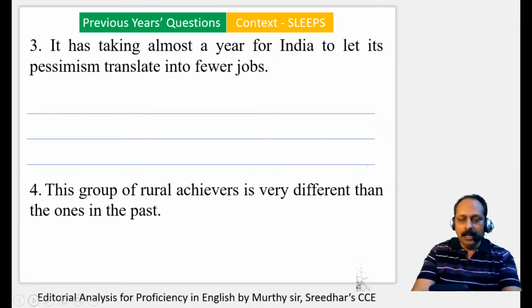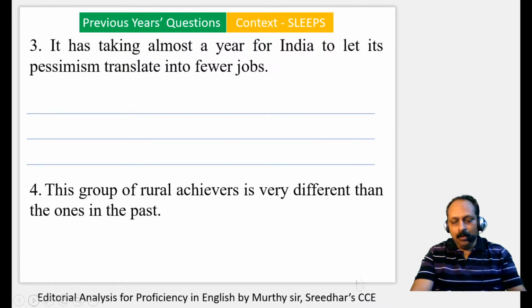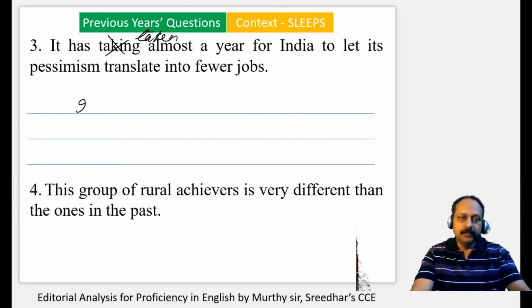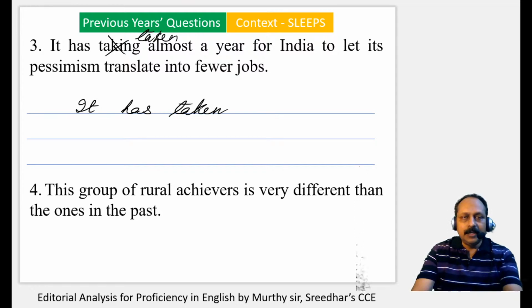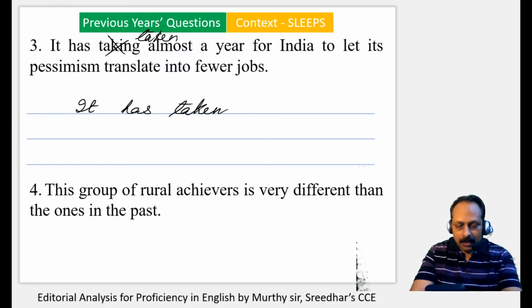Question number 3, where is the error? It has taken almost a year for India to let its pessimism translate into fewer jobs. Yes, Bharat has got it right. Snehita has got it right. It is not, it is taking. It has taken. Taken is the right word. It should be in present perfect tense. It has taken. What is the right word here? Taken. It has taken almost a year. That is a correct expression.